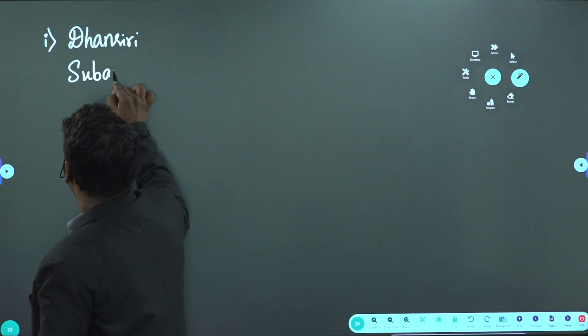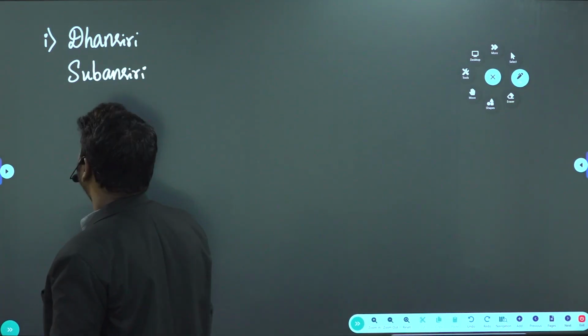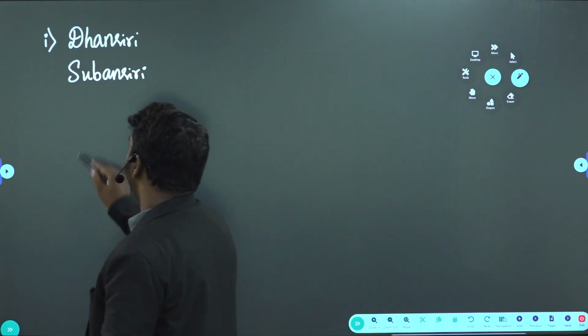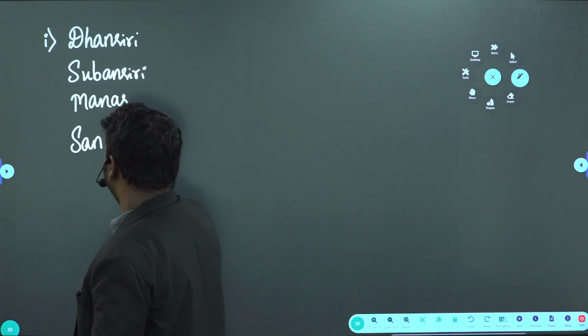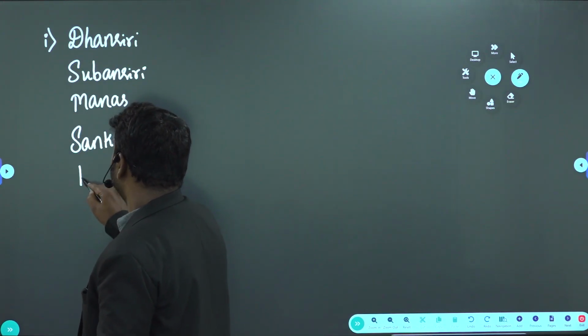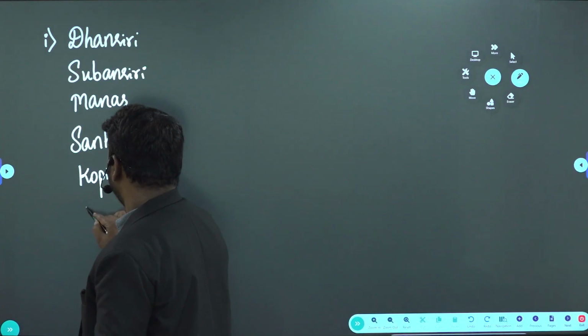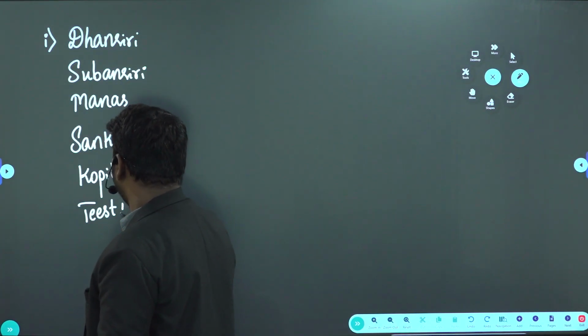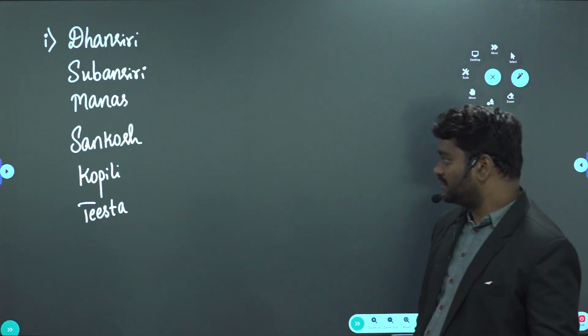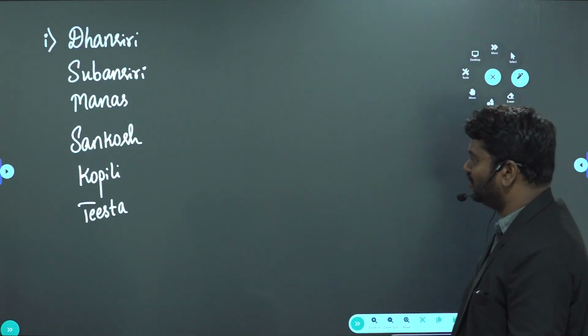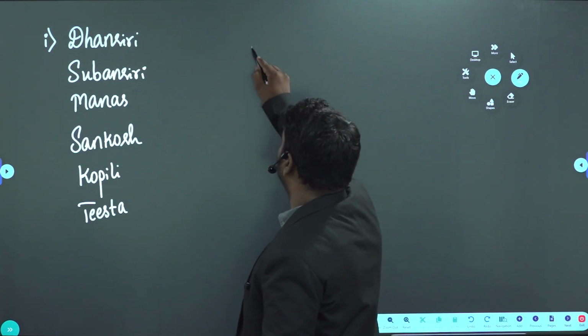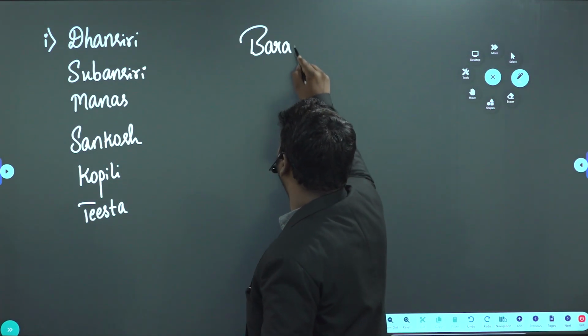Dhansiri, Subansiri, Manas, Sankosh, Kopili, Tista. Remember these tributaries of Brahmaputra. Okay. Dhansiri, Subansiri, Manas, Sankosh, Kopili, Tista. This was asked once in prelims.